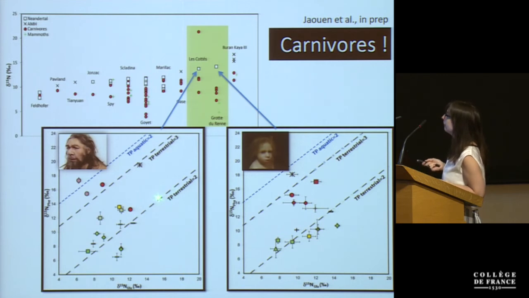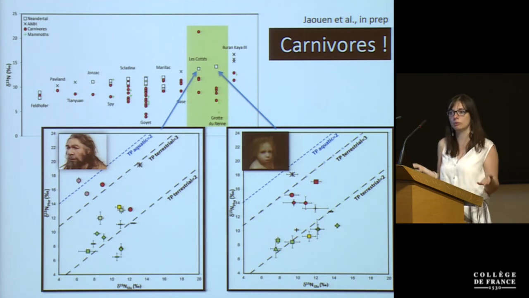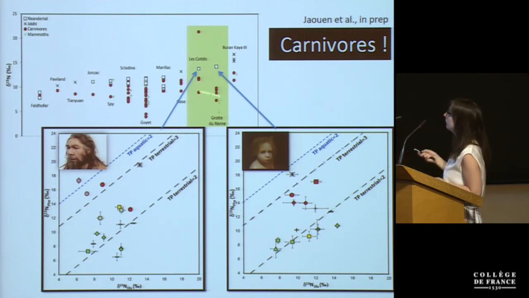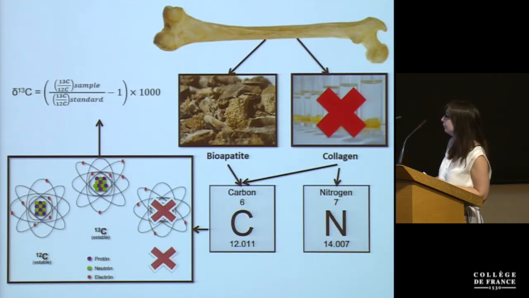And for the site of Les Côtés, this time we have an adult, and this adult is falling on the carnivore line, almost. So in this case, it would be the more traditional interpretation, carnivore diet, even though they are the most elevated values also for nitrogen ever seen in Neanderthals.